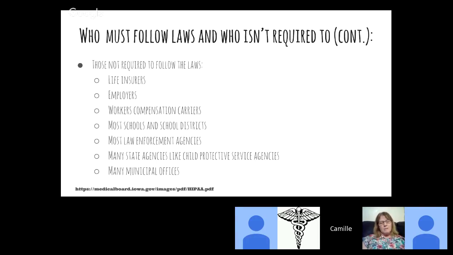Anyways, municipal offices, they don't need to follow it because they need to be able to know who's around them and what the illness is or the situations are of the people around them. Can we go to the next one?